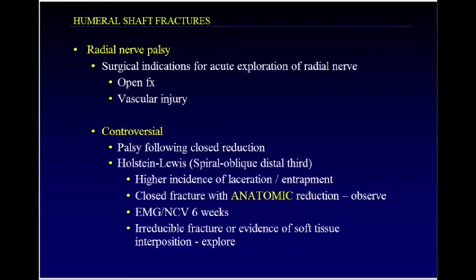again, it's a spiral fracture of the distal 1/3 of the humeral shaft. If you do a reduction maneuver, the radial nerve can become entrapped in the fracture site, and if you have a radial nerve palsy post-reduction, those patients probably warrant surgical exploration.